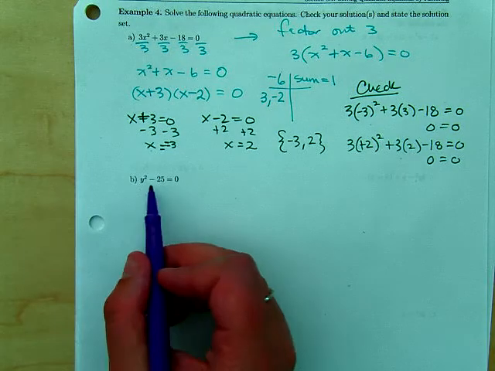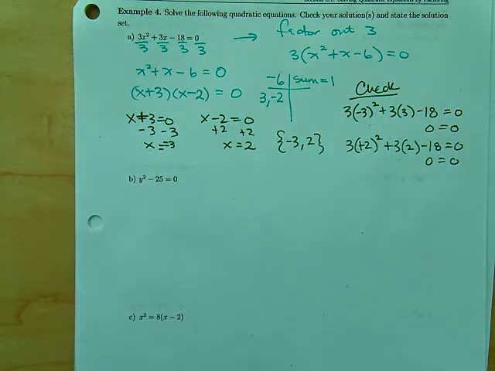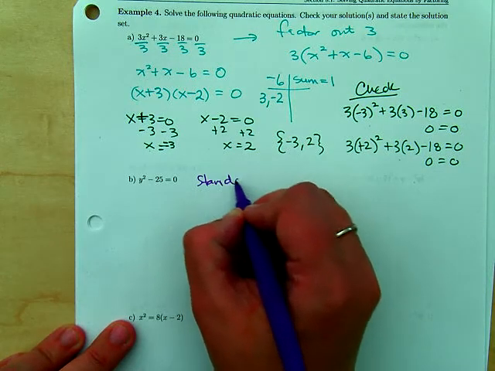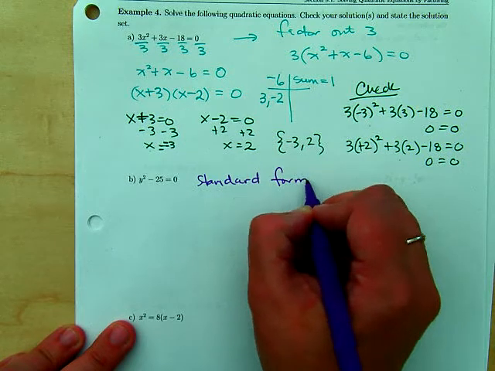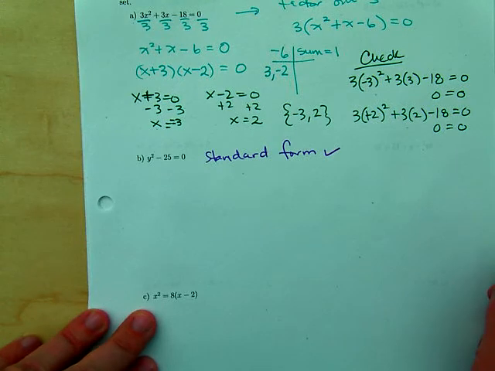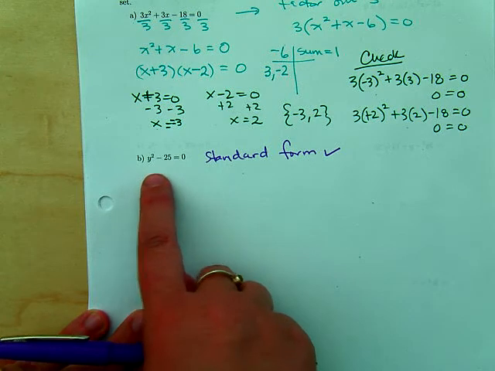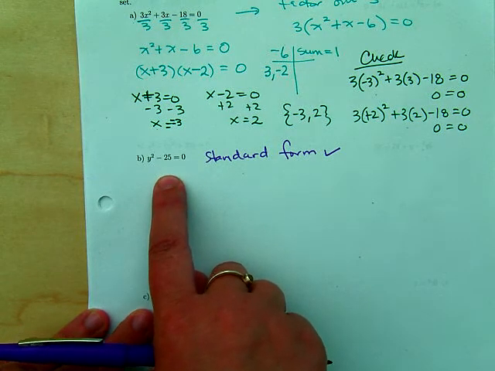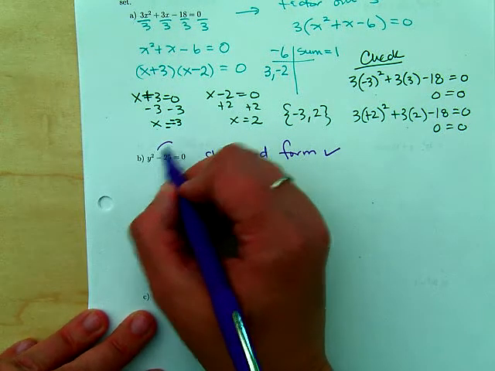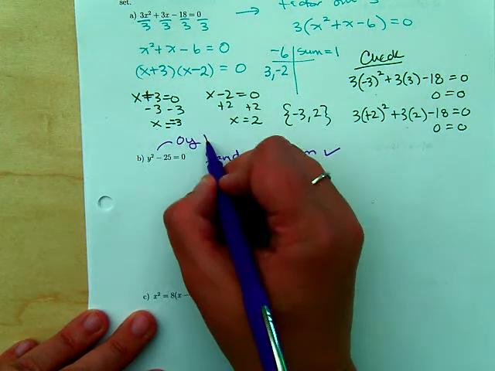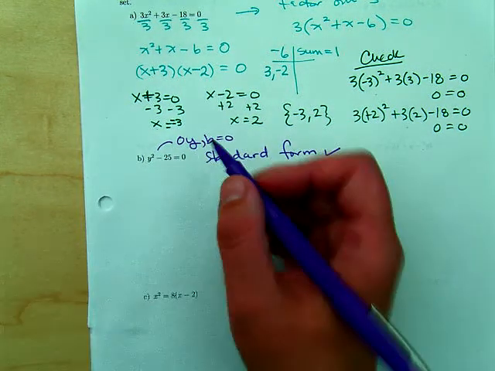Okay, for the next one, is it written in standard form? Let's ask ourselves that first. Standard form? No? Why not? Is it set equal to 0? Yes. It's missing the B, right? It has A, it has C. Well, how many B's do we have? What's the coefficient of B? Or actually, sorry, the coefficient of y. 0y, so B is equal to 0. That doesn't matter because we just need to factor.